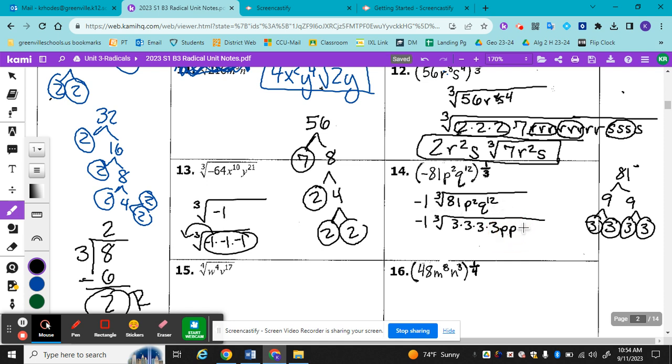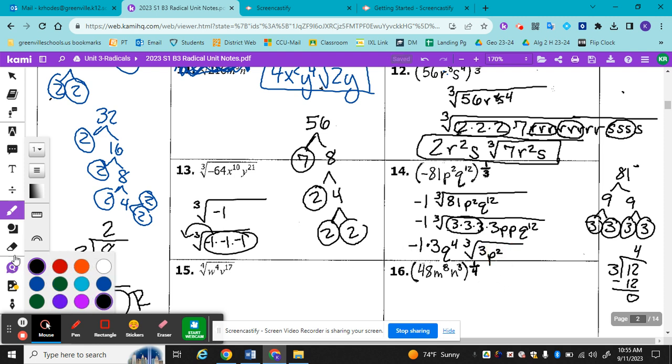2 p's. I'm not going to write out 12 q's. That's just too many. But I'm dividing 12 by 3. So we have negative 1 on the outside. We're bringing out one group of 3s times 3. P's, there's not enough to group, so they'll all stand there. And if you have 12 q's and you're dividing by 3, that gives you 4 groups of 3 out of 12 q's. Because 12 divided by 3 is 4. There's no remainder, so no q's are underneath. Cube root 3p squared. Negative 1 times negative 3 is just negative 3.